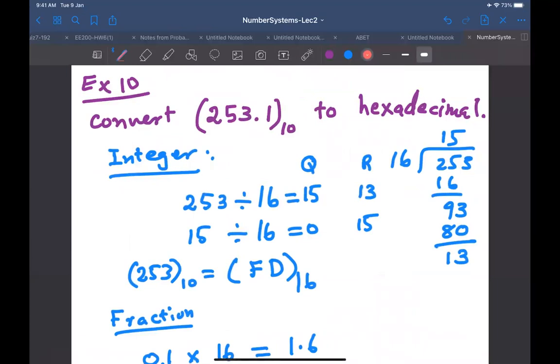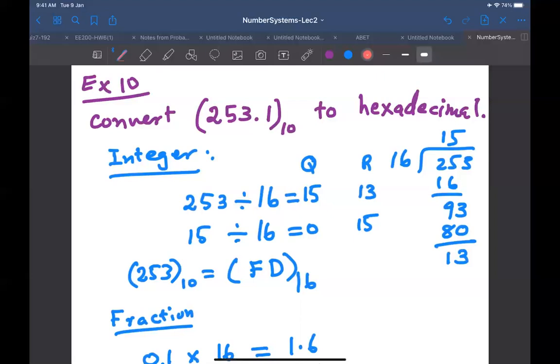Okay, so let's take another example. If you have a decimal number that contains both a fraction and an integer at the same time, then what to do? You split the case. You handle the integer, and then the fraction, and then you combine again. So here, 253.1 in decimal, we would like to convert it to hexadecimal.